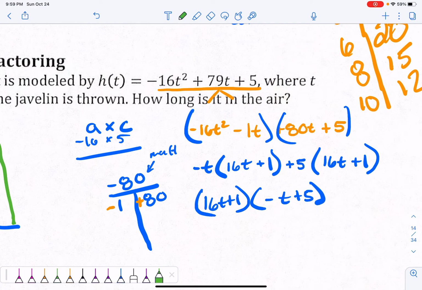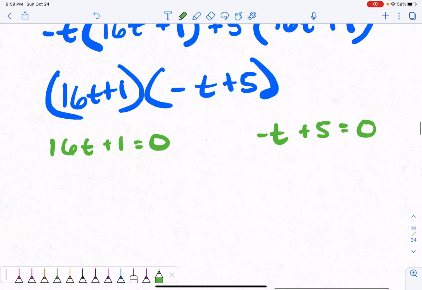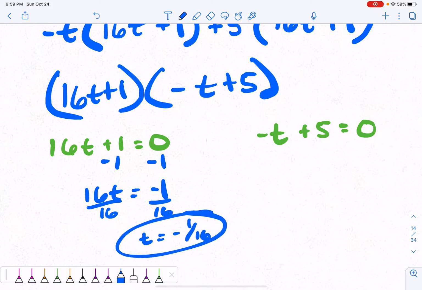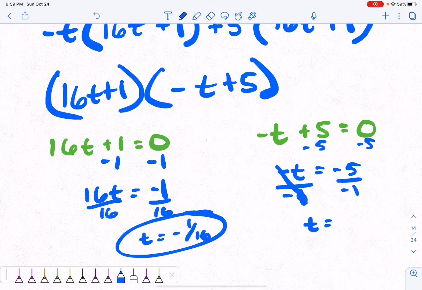Okay. Then I set them equal to 0. So 16t plus 1 equals 0, and negative t plus 5 equals 0. Okay, really gross stuff, but that's okay. We're going to get to the answer. If we subtract the 1, 16t equals negative 1, and divide by 16, t is going to be negative 1 over 16. Then over here, if we subtract the 5, negative t will be equal to negative 5, but then if we divide by negative 1, t will be equal to positive 5.